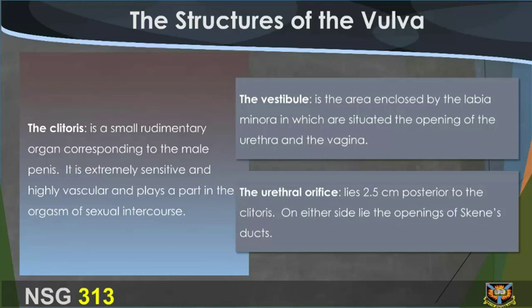The vestibule is the area enclosed by the labia minora, in which are situated the openings of the urethra and the vagina. The urethral orifice lies 2.5 cm posterior to the clitoris. On either side lie the openings of the Skene's ducts.